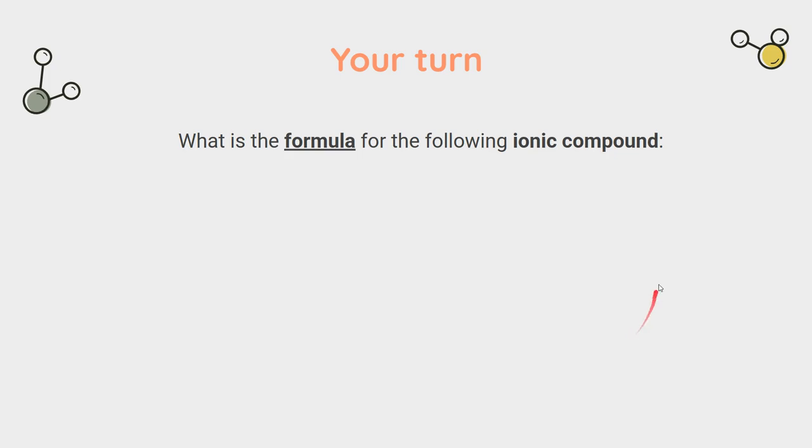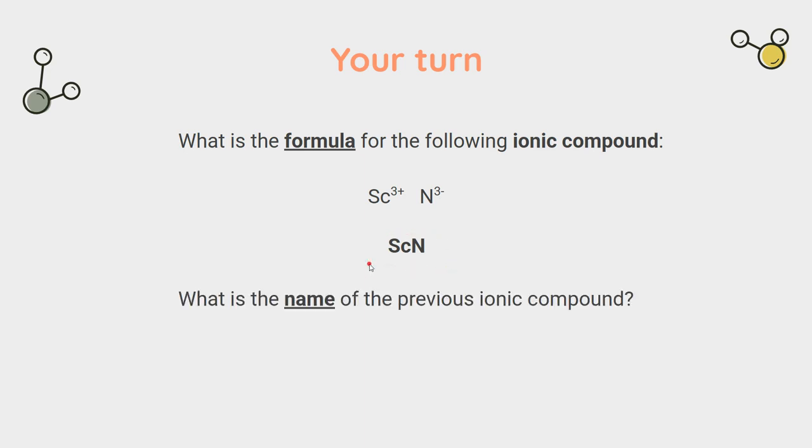All right, let's do one more. What is the formula for this ionic compound? Sc3+, N3-. This should just be ScN. We only need one of each for it to balance. And what is the name of this ionic compound? What you should have found is that this is scandium nitride. Sc is scandium, and N for nitrogen changes to nitride. And that is it for the Unit 2, Section 4 quiz.